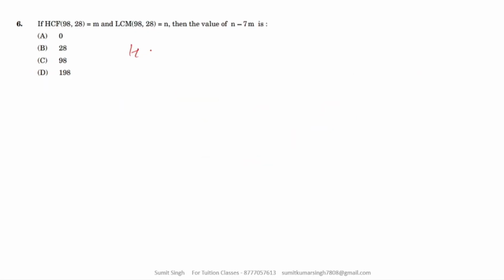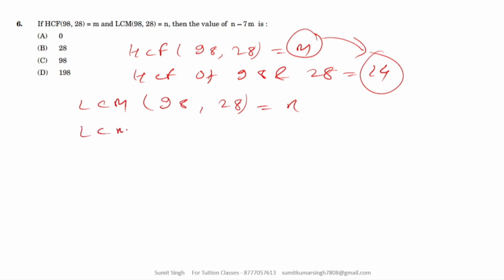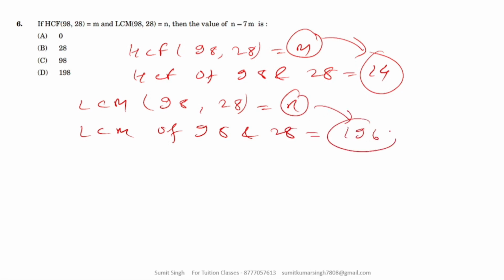In this question we have the HCF of 98 and 28 as m. You know it very well, the HCF of 98 and 28 will be 14. So in this way we can say the value of m is just 14. Similarly, the second condition is given as the LCM of 98 and 28 as n. So we can say the LCM of 98 and 28 will be 196. So in the place of n we can write the value 196.